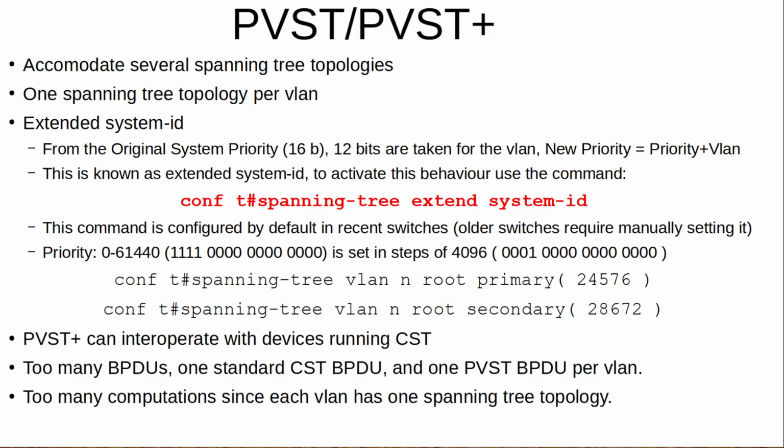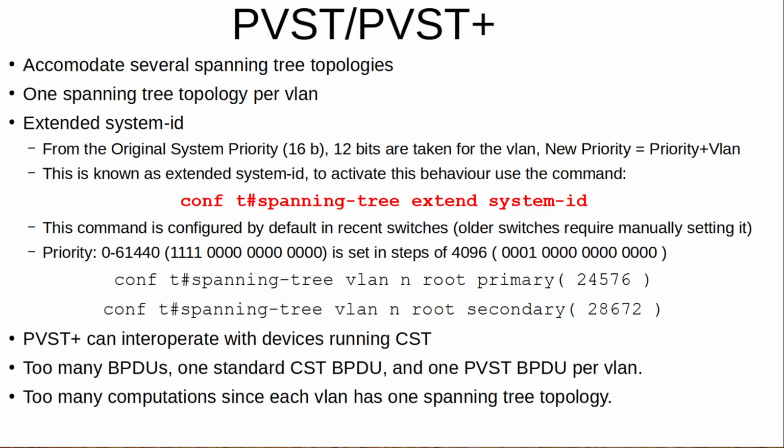The downsides of these technologies consist in that first, PVST plus and PVST generate too many BPDUs, one standard CST BPDU plus one BPDU per VLAN. That means that if you have 100 VLANs, you will be generating 101 BPDUs every 2 seconds. The other downside is that this technology leads to having too many computations, since each VLAN has its own spanning tree topology.